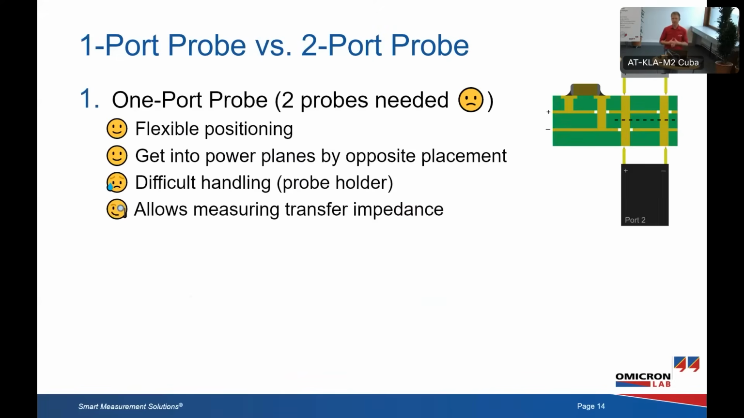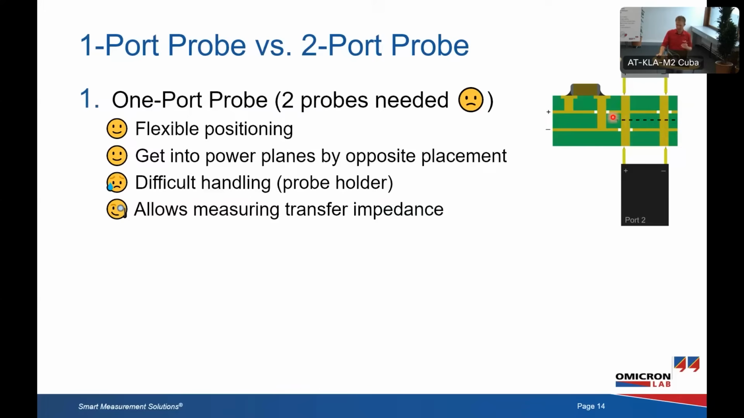The 2 probe types, the 1-port probe and the 2-port probe, I tried to compare them a little bit here. So the 1-port probe has a disadvantage. If you want to make a 2-port shunt-through measurement, you need 2 of them, so you need 2 probes. That's a disadvantage, but it comes with an advantage. The advantage is you can have a flexible positioning, so you could even probe the PCB from bottom and top, or from 2 sides, and with that probing mechanism you can get into a power plane.